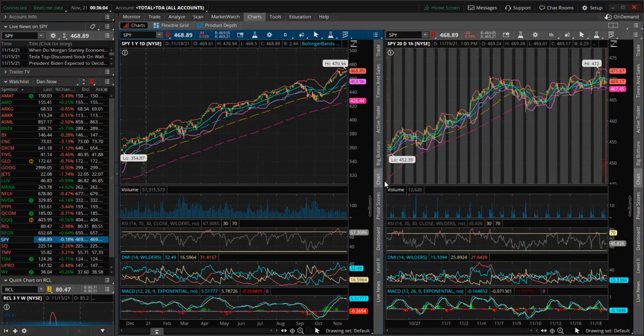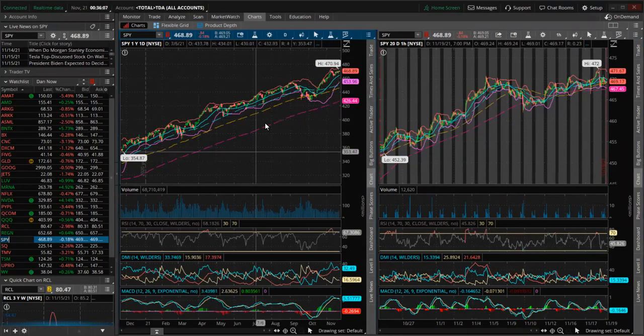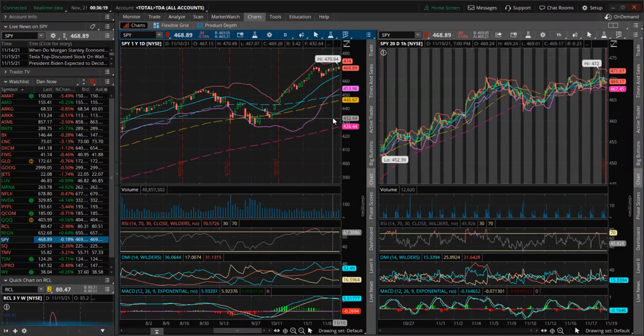Let's start with SPY. The panel on the left is the daily chart for the last year. The panel on the right is the hourly chart for the last 20 days. Let's zoom in a little bit closer for the daily chart. As you can see, ever since the beginning of October, SPY has been going up and up.